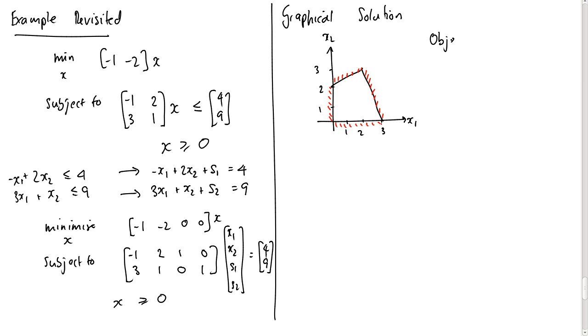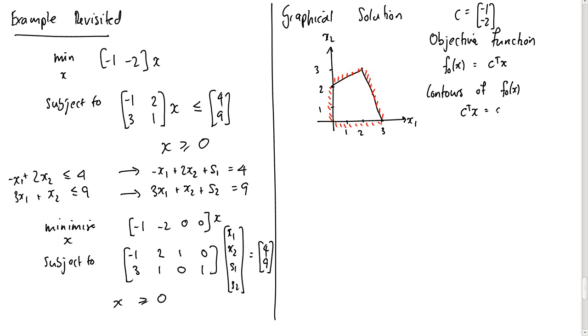Now, our objective function f0 of x equals c transpose x. Okay, so it's a linear function of x. Now we want to minimize this thing. So how do we go about doing that? So c, just remember, c equals, I think it was -1, -2. Well, why don't we look at contours of f0 of x. These are where c transpose x equals a constant. So why don't we sketch some of these contours on?